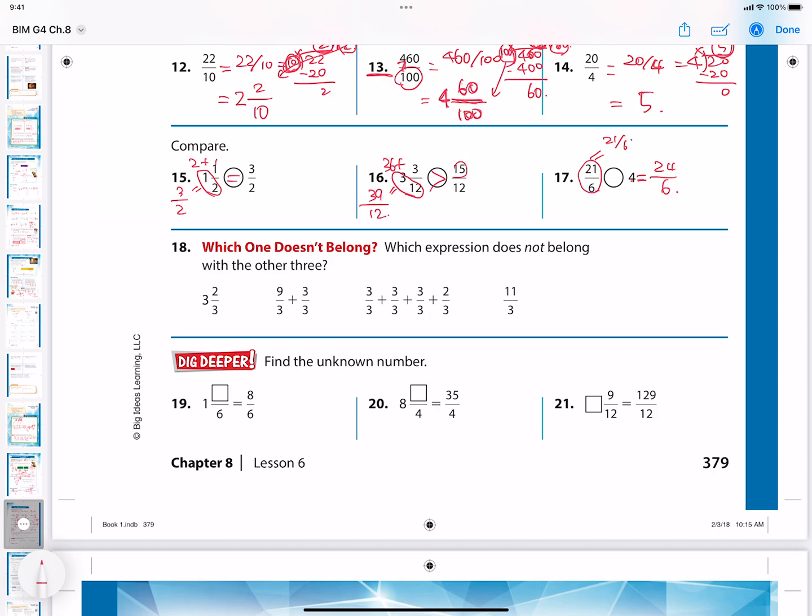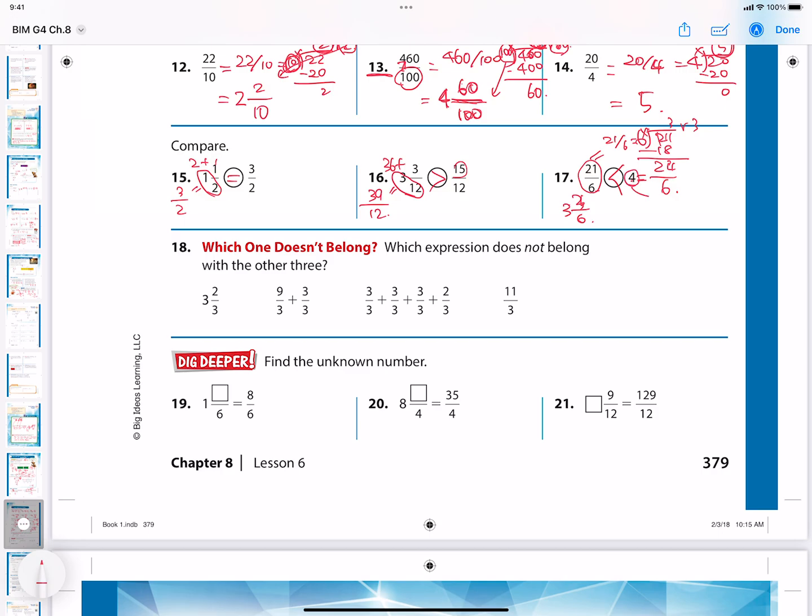21 divided by 6. 6 can fit into 21 by what? 3 times. 18. Take away is what? 3. So remainder 3. That means what? 3 and 3 over 6. Okay? So what? 4 is greater. Okay? So either way is fine.